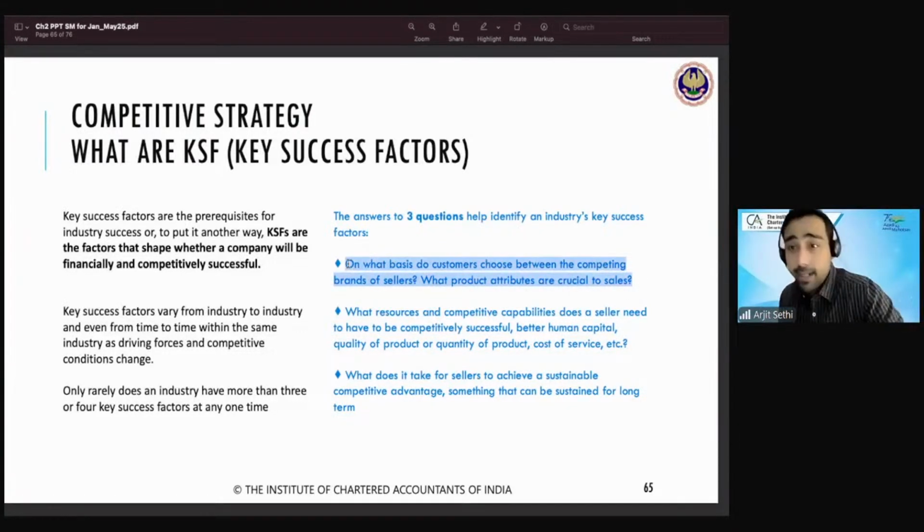अगर आप ये break कर लोगे, if you understand this, you will be successful. If you understand this, my friend, you will be successful. What is the selling point for the customer? On what basis do customers choose between the brands which are competing in the industry, right?